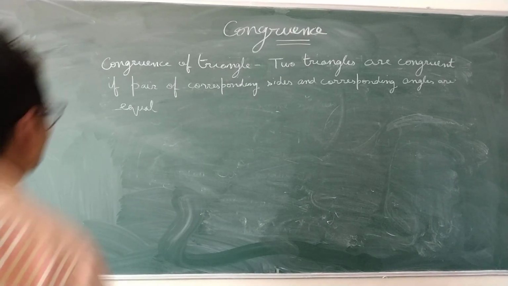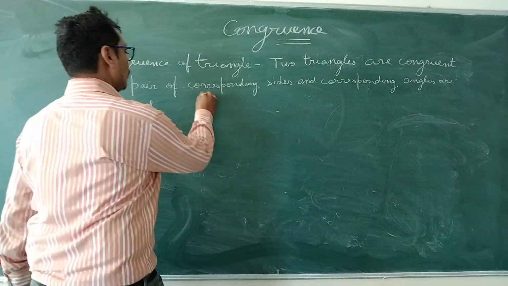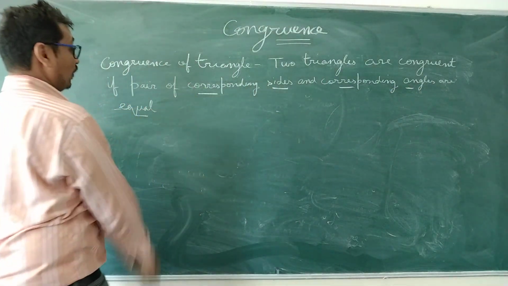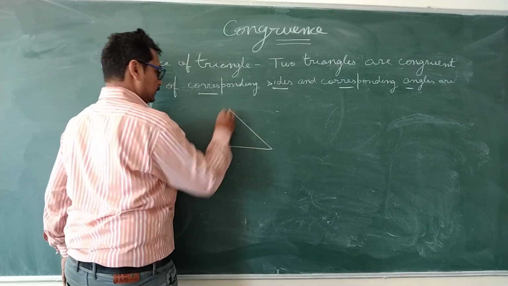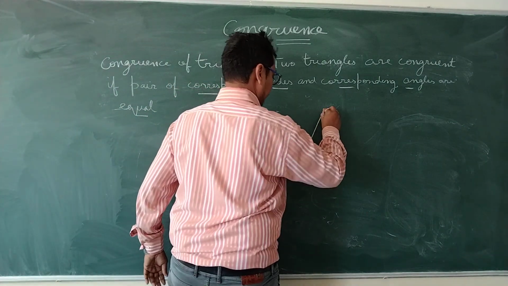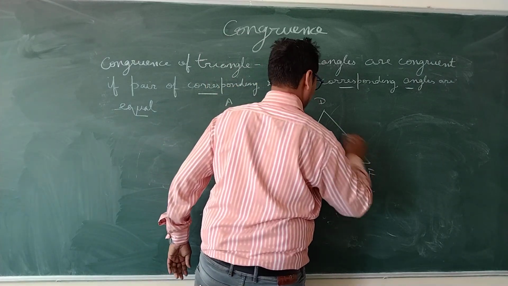Now let us discuss congruence of triangles. Two triangles are congruent if the pairs of corresponding sides and corresponding angles are equal. What does it mean? इसका meaning क्या है? Suppose we have two triangles, triangle ABC and triangle DEF.